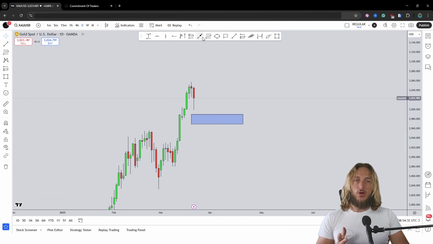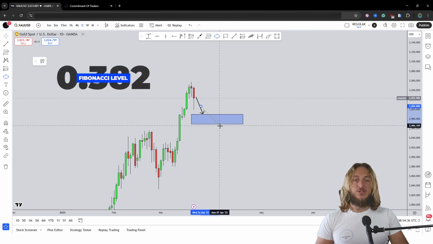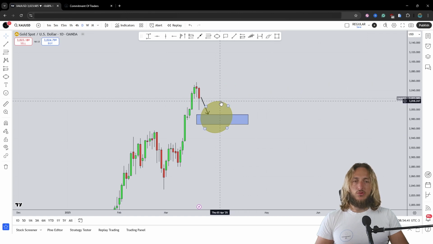This means that we have a good probability that if the market will reach that 0.382, we could see even more institutional longing. Now, why am I saying institutional longing?